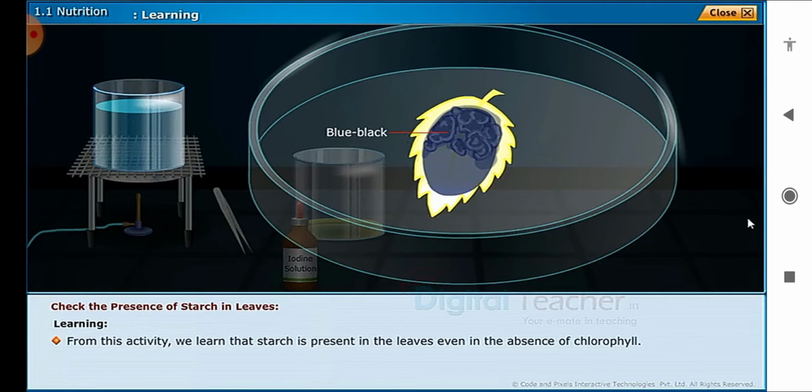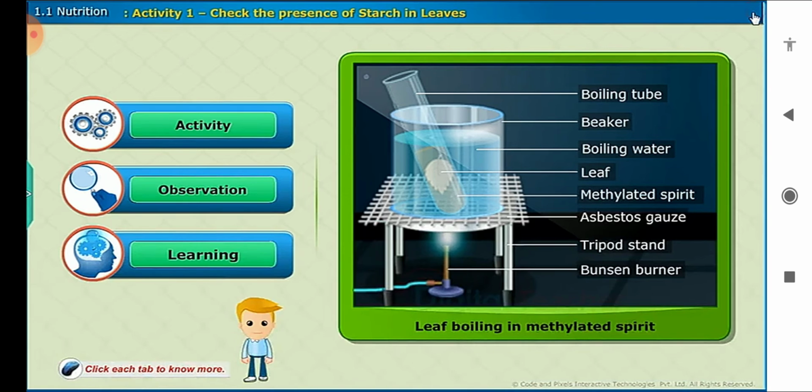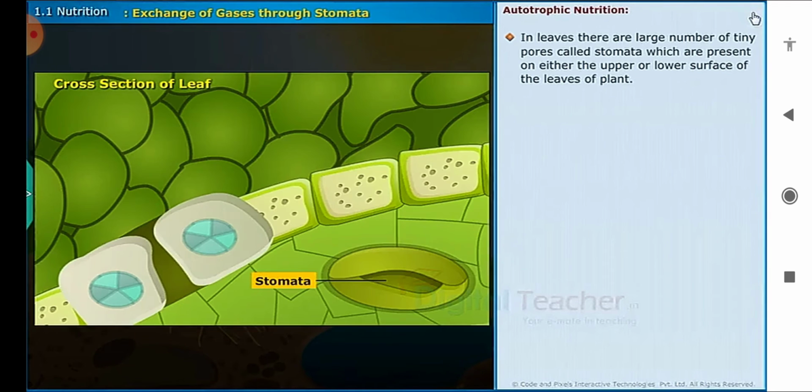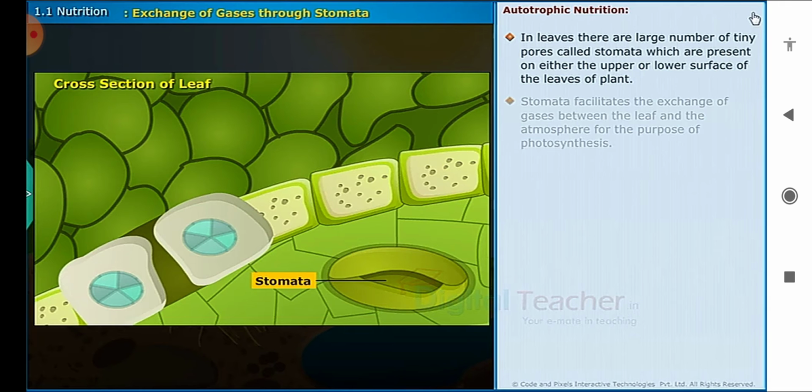Now, let us learn how plants acquire carbon dioxide. In leaves, there are a large number of tiny pores called stomata, which are present on either the upper or lower surface of the leaves of a plant. Stomata facilitate the exchange of gases between the leaf and the atmosphere for the purpose of photosynthesis.